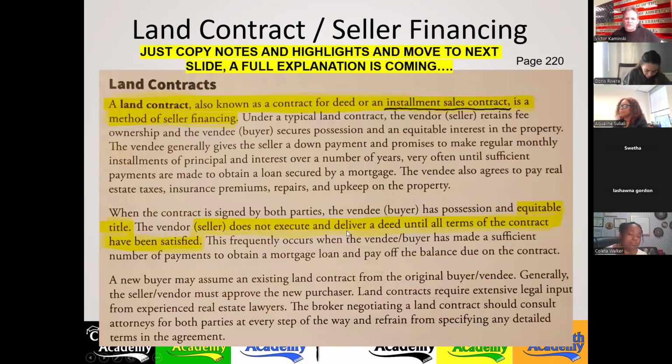Seller does not execute and deliver a deed until, actually, did we mention land contracts yet? We may not have yet. So let's just do these highlights and then we'll go to my next slide, which is a better definition for it though, without a doubt. Well, let's just get these highlights here.